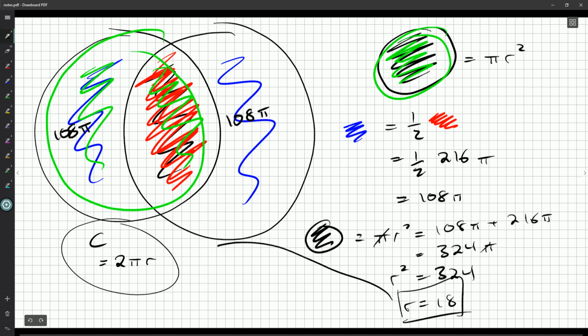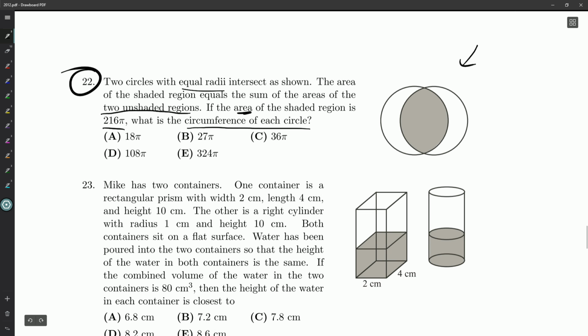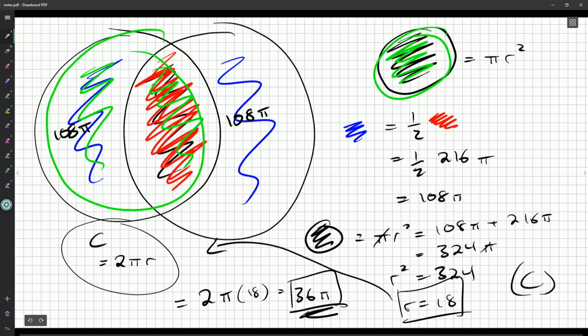Now we take that over here. What's the circumference? 2 pi times 18, and that's going to be 36 pi. So we're looking for an answer of 36 pi. So we get our answer of C. All right, there we go.